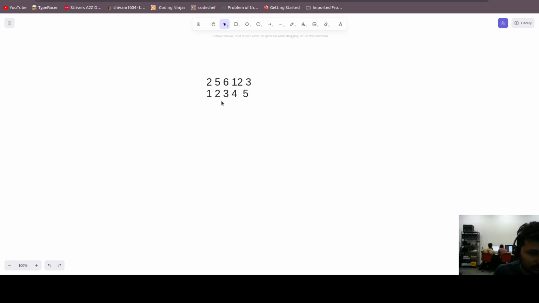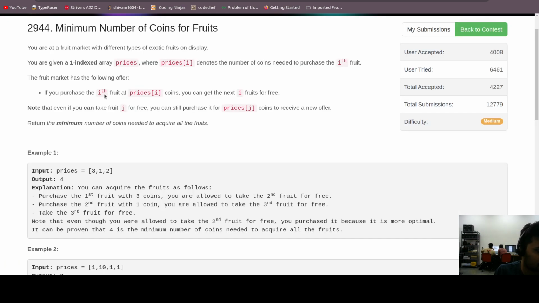So suppose we have bought the second fruit. Then for the third and fourth fruits we have the option to take them free, but for the fifth fruit we have to buy, because by buying the second fruit you have the option to take just two fruits free. In the question it is mentioned that if you buy the ith fruit by paying its price, you can get the next i fruits free. That means suppose the index of that fruit is 5, then the next 5 fruits you can get free.